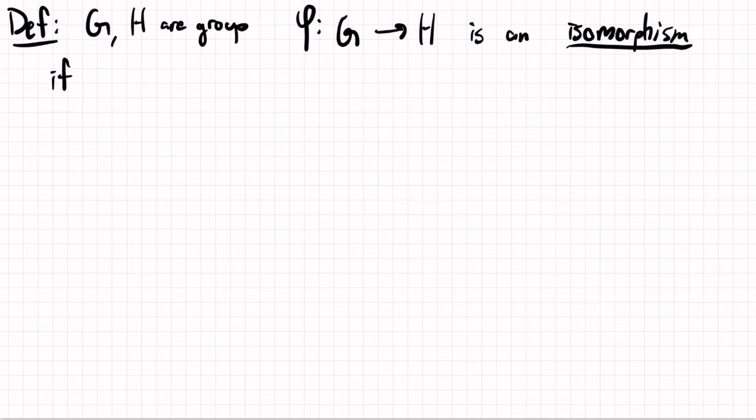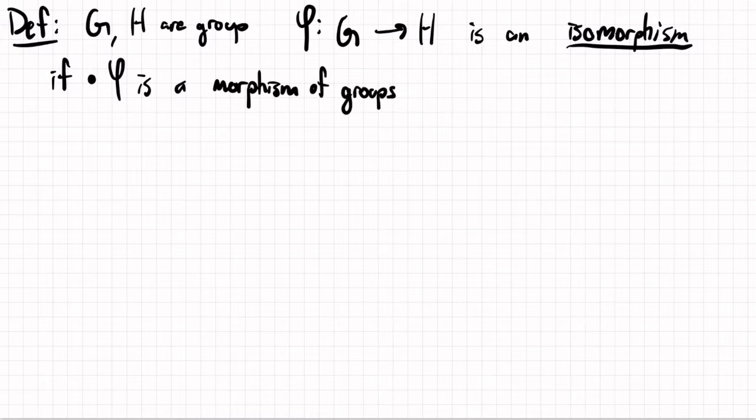if, well, number one, phi is a morphism, a group morphism, so I should say morphism of groups. And number two, phi is bijective. So recall that bijective means we're both one-to-one and onto, or both injective and surjective.